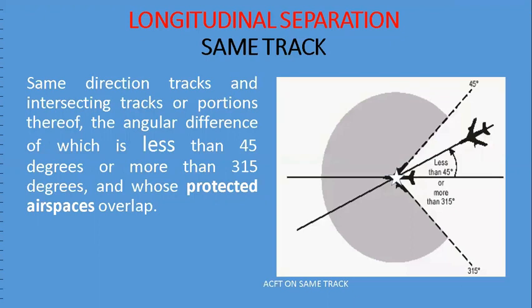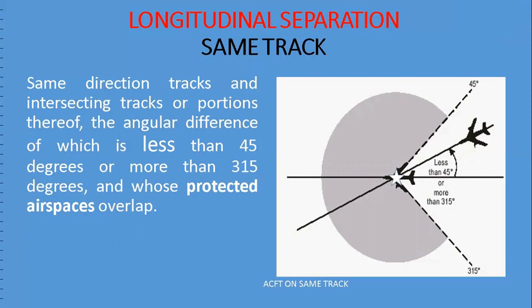As we have discussed, there are three important terms we have to understand for longitudinal separation: same track, then crossing track, and third, the reciprocal track. Same direction tracks are those of aircraft following the same direction. Their tracks will intersect, the angular difference is less than 45 degrees or more than 315 degrees, and the protected airspace of these two aircraft will overlap.